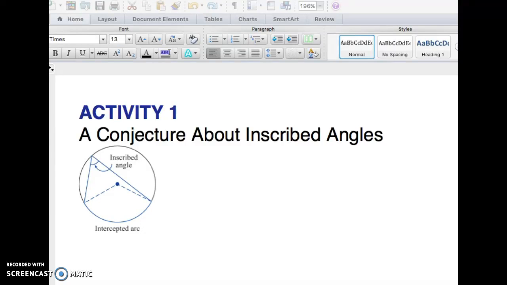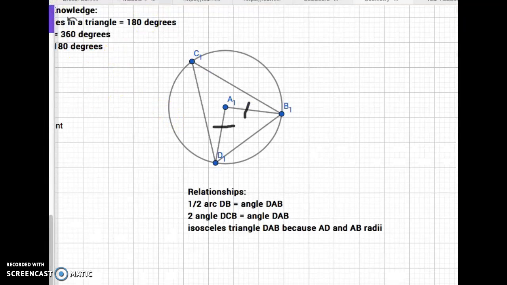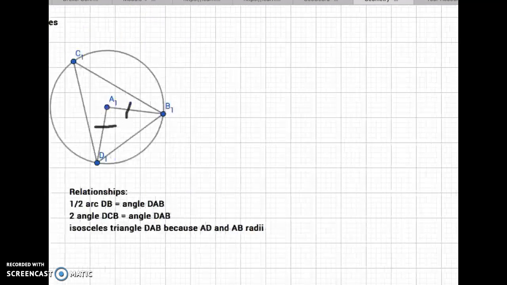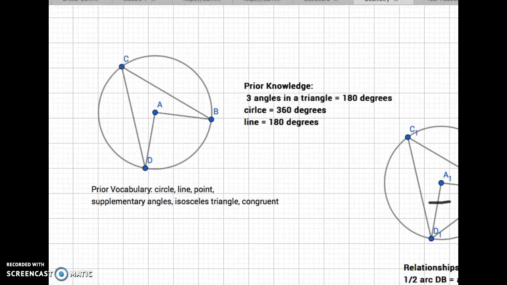Okay, so here's the lesson. It's about inscribed angles and their relationship to things that we already know. What I would have my students look at would be this, and I redrew that particular circle already.